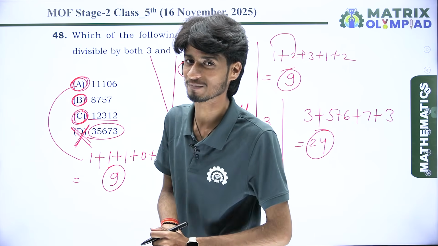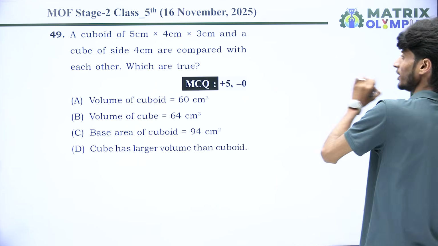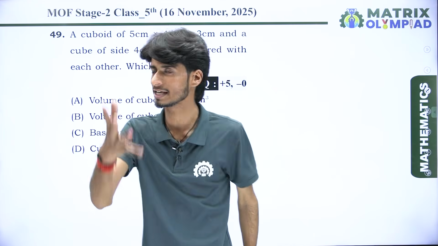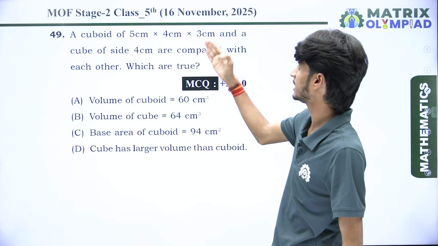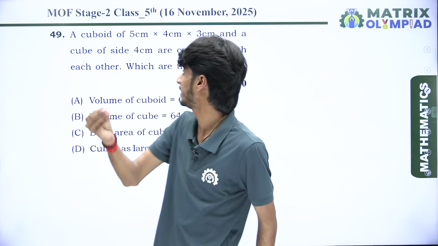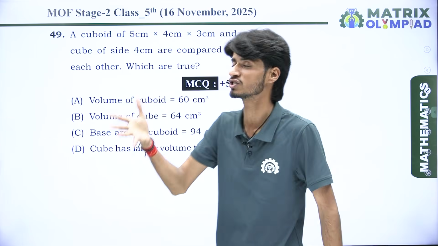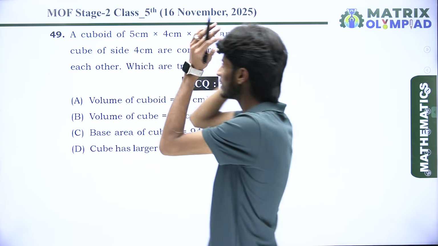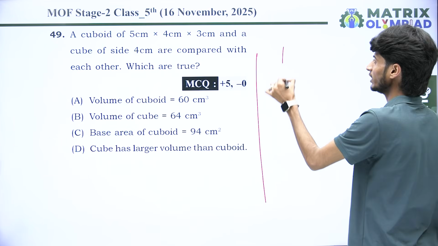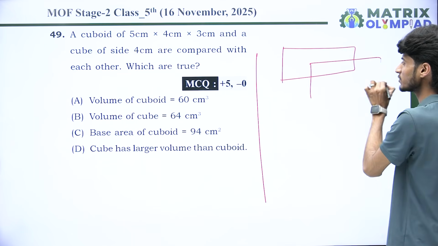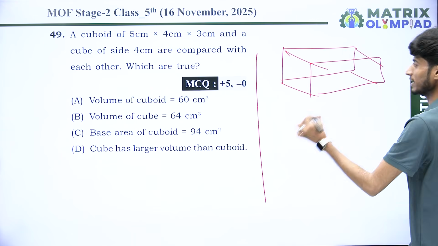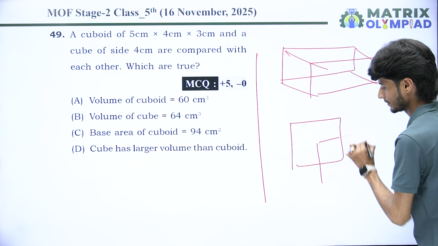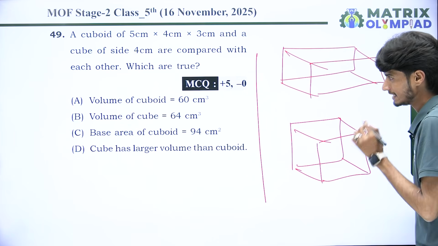Let's come to question number 49. Now we are having question number 49. What does it say? A cuboid of 5 cm by 4 cm by 3 cm and a cube of side 4 cm are compared with each other. Which are true? Let's see. We are having two 3D shapes. First one is a cuboid and second one is a cube. Like that.